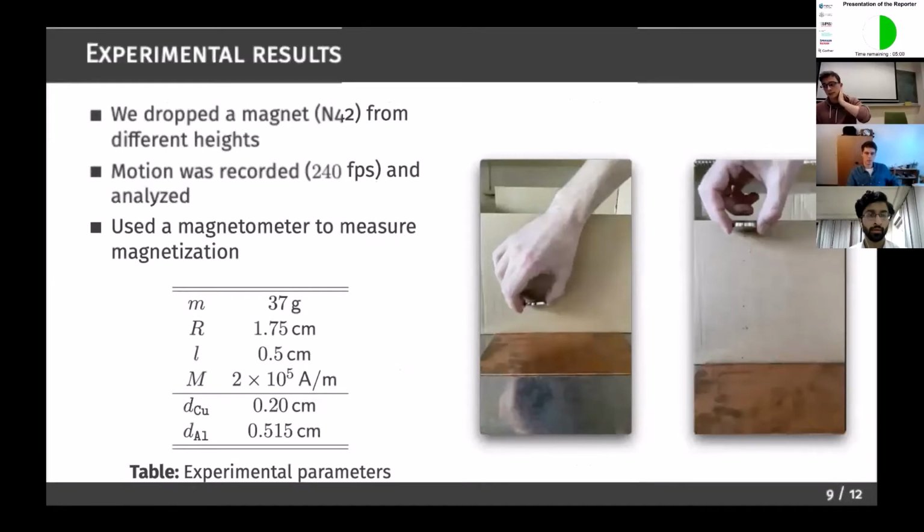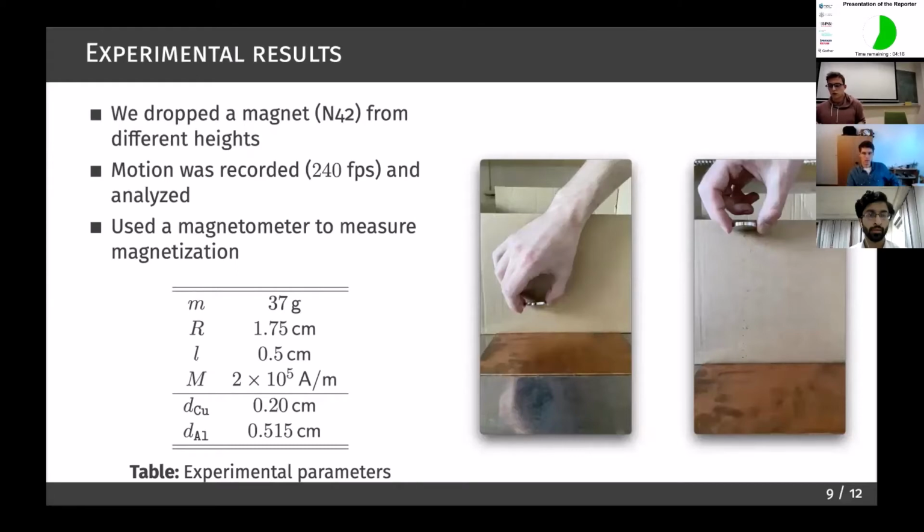We tested our model by dropping an N42 neodymium magnet from different heights. We then analyzed the motion. We dropped magnets of different dimensions. A smaller magnet with a magnetization of 2 times 10 to the 4th amperes per meter and mass 1.1 grams, and the bigger one with mass 37 grams and magnetization around 2 times 10 to the 5th amperes per meter, in different configurations. So we tried dropping a single magnet above a plate. We tried dropping 2 vertically stacked magnets, large and small.